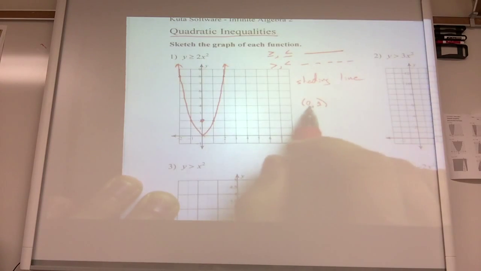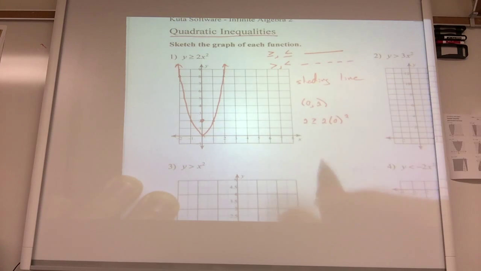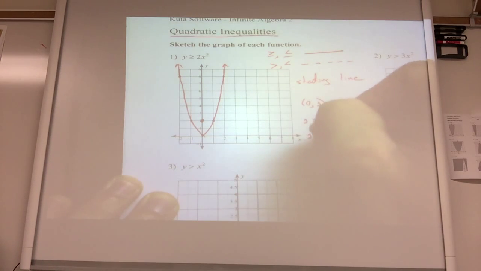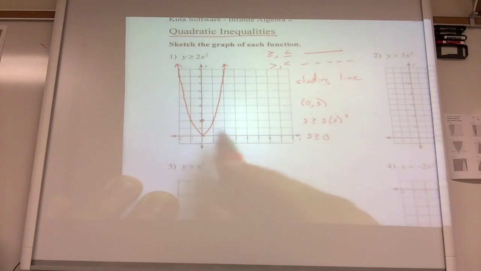So if x is 0 and y is 2, then I'm going to have 2 is greater than or equal to 2 times x, which is 0, squared. So is that a true statement? Is 2 greater than or equal to 2 times 0 squared? Well, 0 squared is 0, times 2 is 0. So is 2 greater than or equal to 0? Yes, it is. So I'm going to shade on the same side as the point.